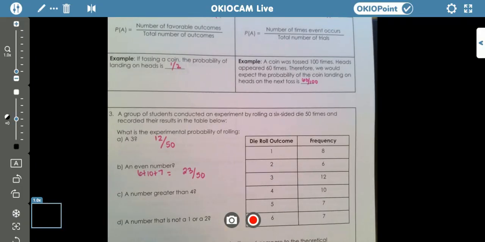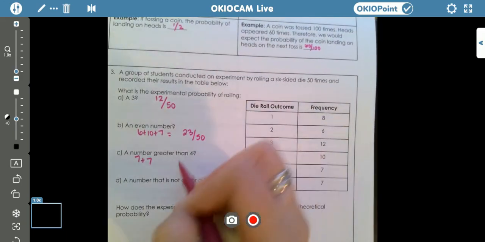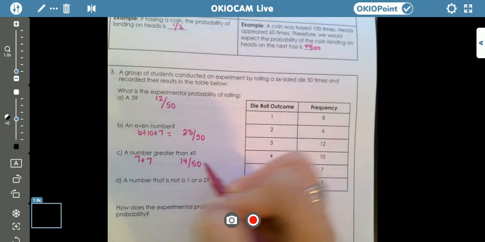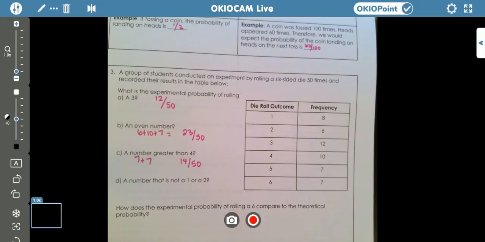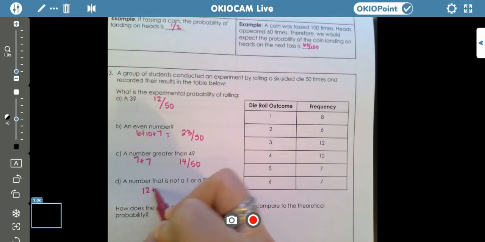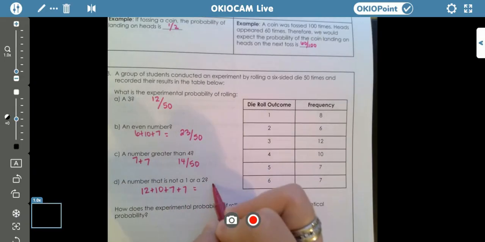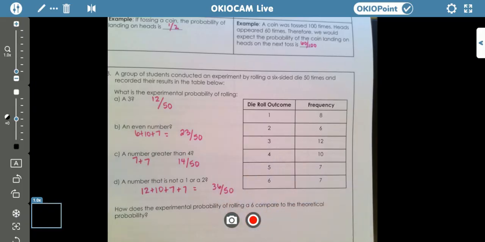Then a number greater than 4, so that's our 7 plus 7, we've got 5 and 6 that are greater than 4, and so that gives us 14 out of 50. Number that is not a 1 or 2, so we're adding up everything after that, 12 plus 10 plus 7 plus 7, and we end up with 36 out of 50.